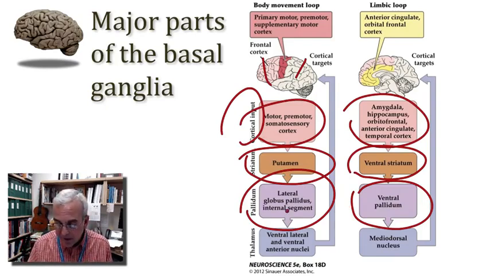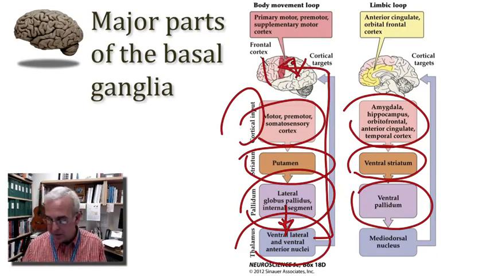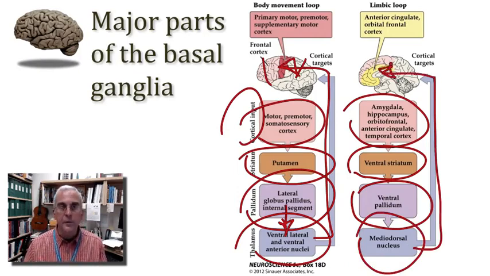So in the body movement loop, the pallidum here is the internal segment of the globus pallidus, which projects to our motor thalamus. The motor thalamus, in turn, sends signals back into the motor cortex. In the limbic loop, the ventral pallidum projects to a different thalamic structure. It's called the medial dorsal nucleus of the thalamus. And this is the thalamic nucleus that sends signals back to many of these telencephalic structures that provided the original input to the ventral part of the striatum. In particular, the cingulate gyrus and other parts of the orbital and medial prefrontal cortex.